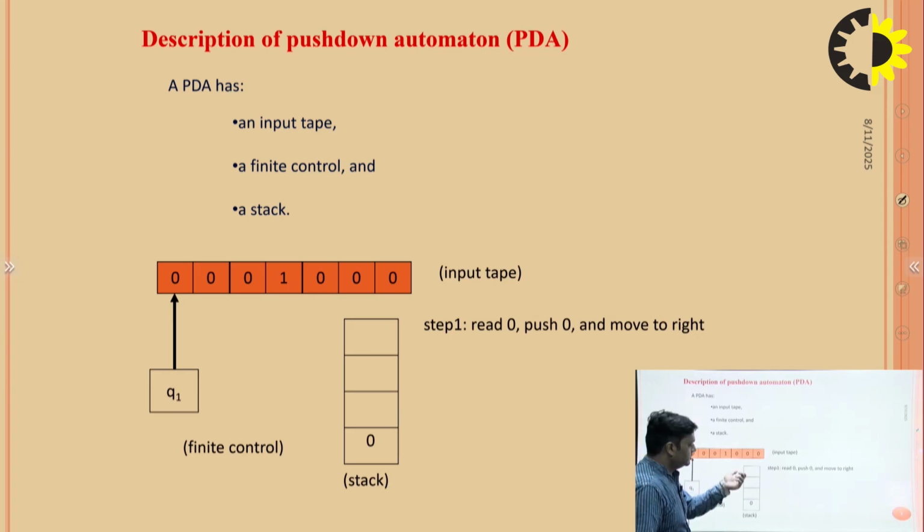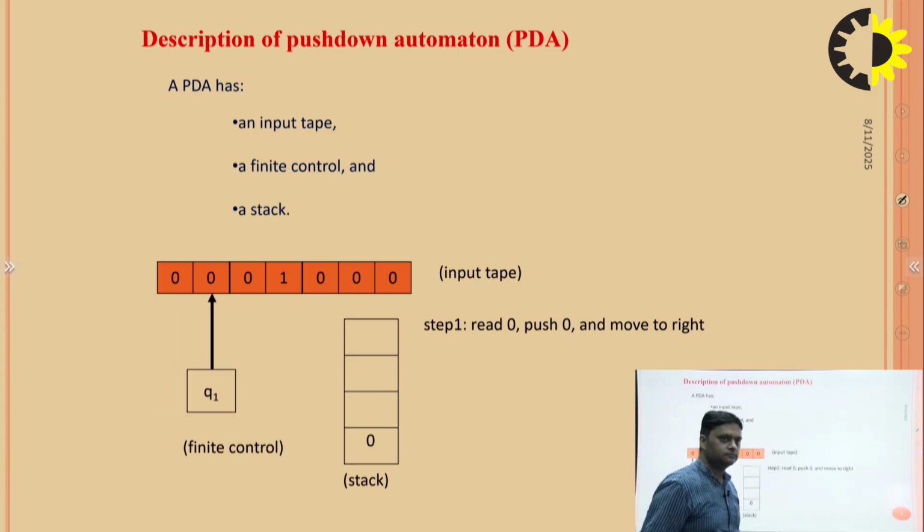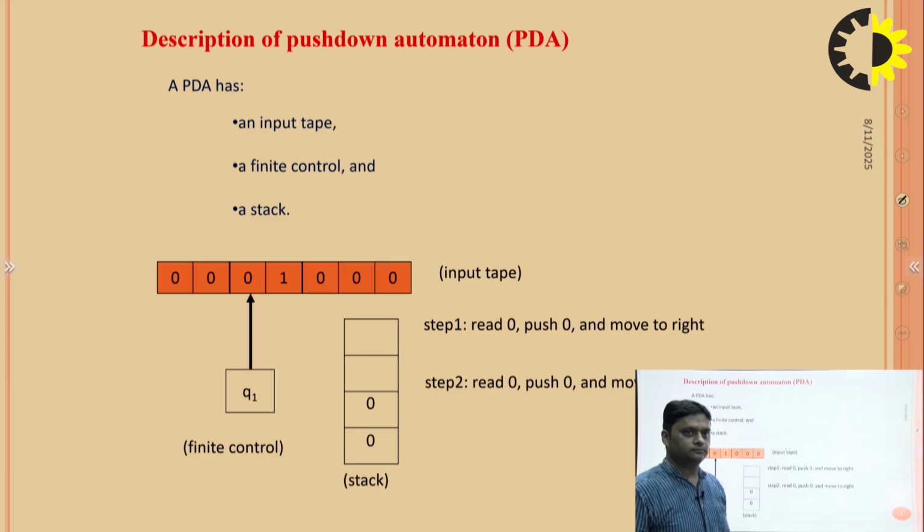When we have a string like 0 0 0 1 0 0 0, this is the input string. We put it in the input tape. First we have to read the input string and push this string in the stack and move further left or right. We explain here with an example in detail.